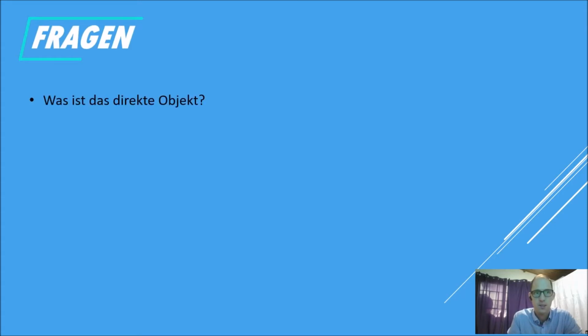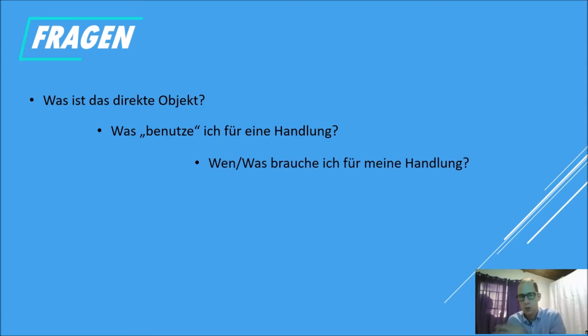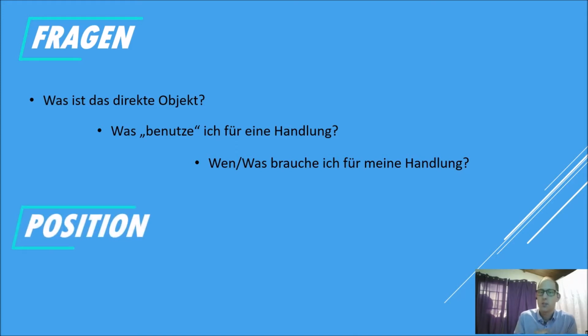One of the questions you normally learn in your first German class to recognize the accusative is: Was ist das direkte Objekt? What is the direct object? Now somebody could ask, what is a direct object? A direct object is something you use for an action. So the question could be, what in this sentence is used for an action? That is the first indicator.